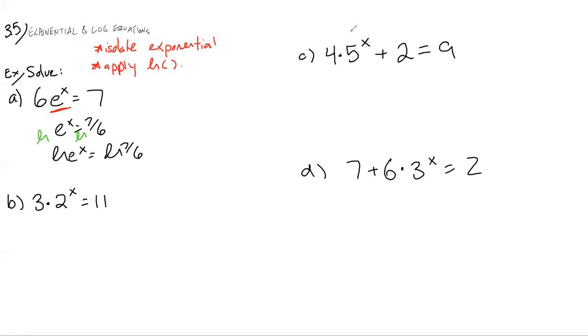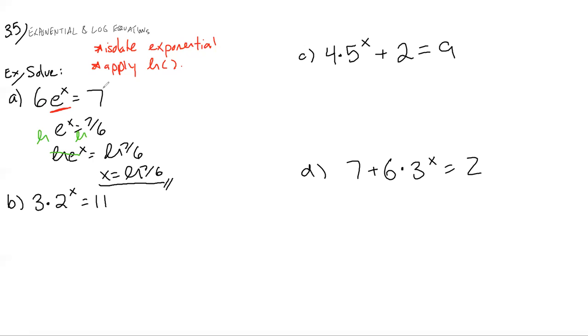Ln and e just cancel. So this actually does just give us our x. X is ln 7 over 6. And so that would be your algebraic answer. That is the accurate answer. If you round it to a decimal, you'll lose a little bit of information. So I do strongly recommend keep that algebraic answer in your solutions.